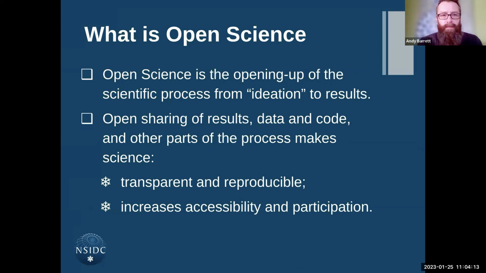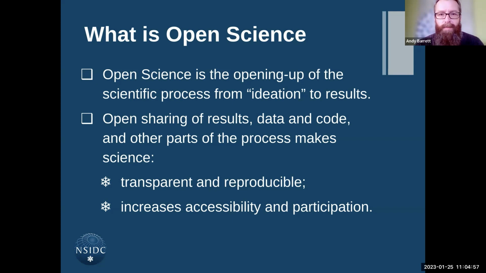So, what is open science? Well, open science can be thought of, and there are many definitions, but one definition is that it's the opening up of the scientific process from ideation, coming up with that fantastic idea for a proposal or project, all the way through to the results of that project. And we do this by open sharing of results, publications, presentations, along with data and code, as Mark just said.